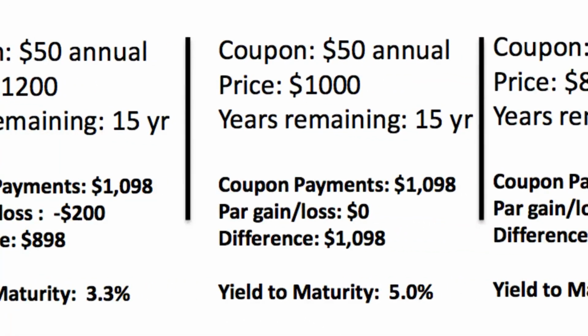So let's go to the second one. Let's assume that he bought a $1,000 par bond. He bought it for $1,000. He's got 15 years remaining on it, and so the compound interest on those coupon payments would be the same thing, $1,098. But he has no gain or loss from his purchase price to the face value. So the difference is just going to be the $1,098, and the yield to maturity is 5%. Okay, so when you're buying it for the same price as the face or par value, you're going to see that coupon yield be exactly what it says on the bond.